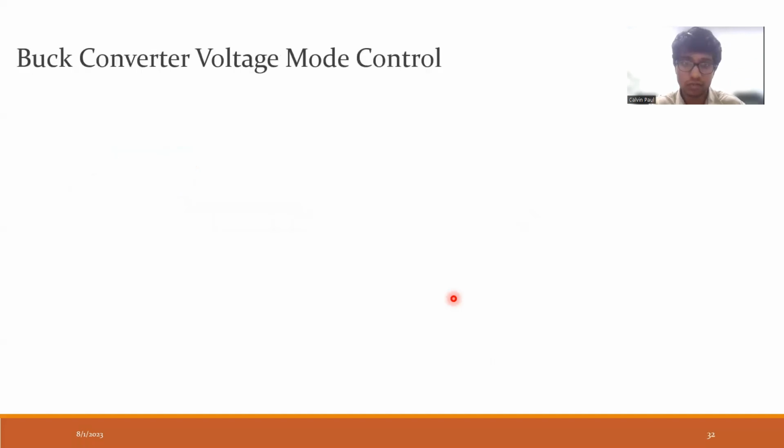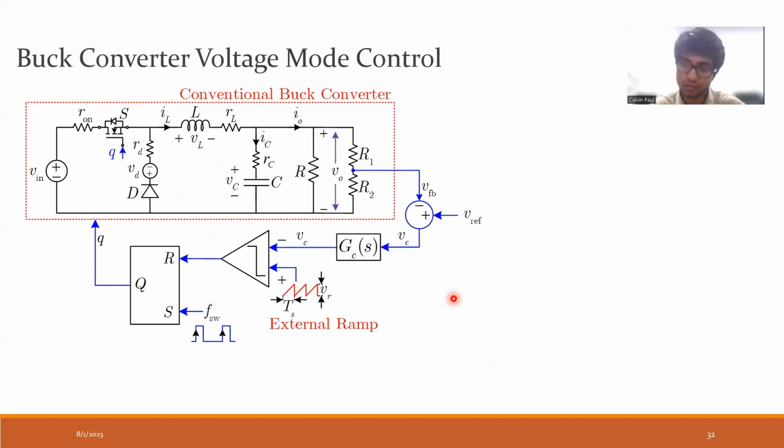Now we start with buck converter voltage mode control. We'll start with the basic voltage mode control, where the output voltage is sensed. It's compared with the reference voltage. Error is generated and goes to the controller. This generates the comparison value, which is compared with the ramp, and that actuates this RS flip-flop accordingly to generate a gate signal Q.